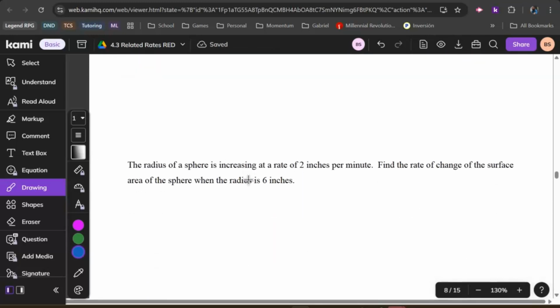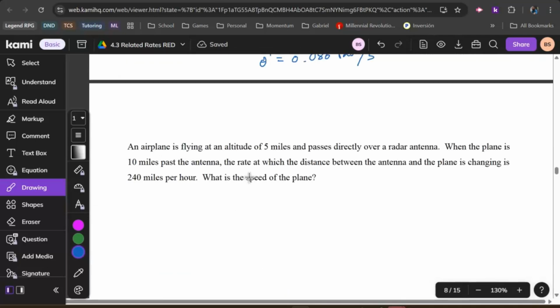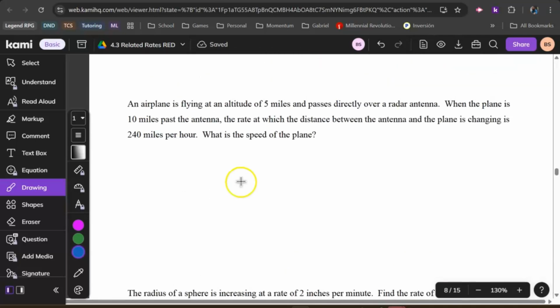Excellent. All right, we're almost done. We've got just a couple more examples here for us to try. So we're going to have an airplane that is flying at an altitude of 5 miles and passes directly over a radar antenna. When the plane is 10 miles past the antenna, the rate at which the distance between the antenna and the plane is changing is 240 miles per hour.